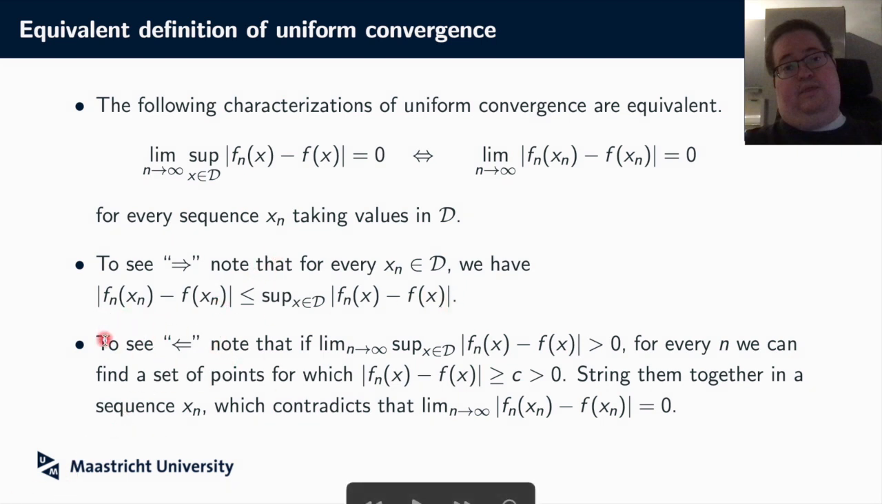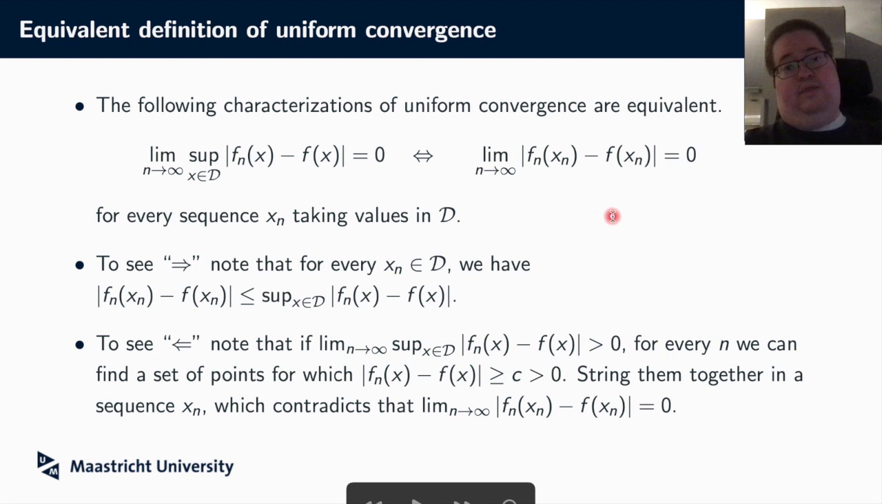Now, to see the opposite implication, the argument is more subtle. So suppose that we start out from the point where, indeed, for every sequence x_n, we have a limit of f_n minus f at x_n being equal to 0. Now what we want to show is that if we start off from there, then it must be that actually the supremum over all x of f_n minus f also has a limit which goes to 0.